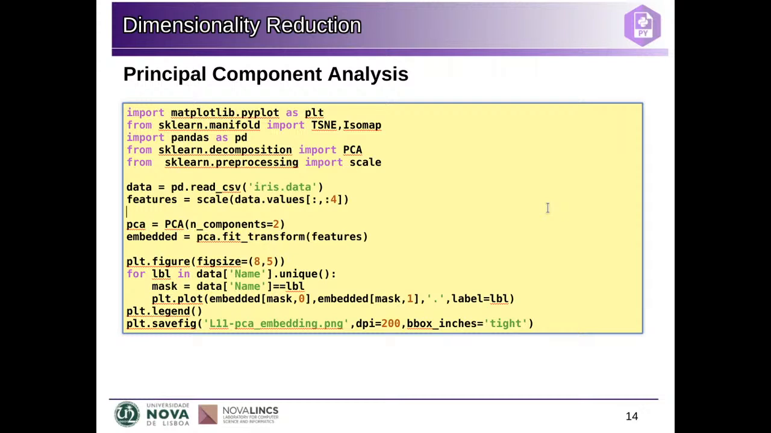So the principal component, the first component, will be the direction along which most of the variance can be found. The second one will be perpendicular to the first, and the direction in which most of the remaining variance can be found. So one way we can do this, we are going to import pandas to read the data file.